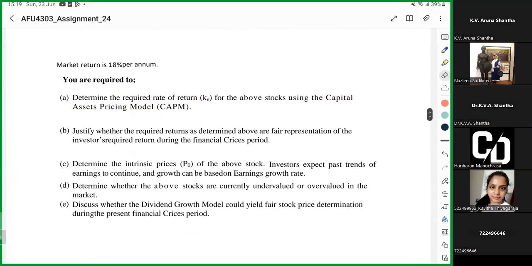Then you see part C. You have to calculate the intrinsic price.